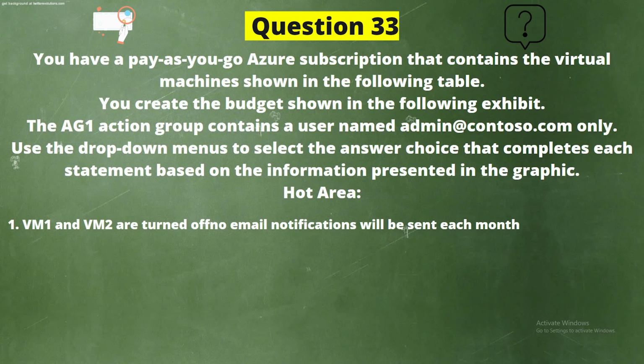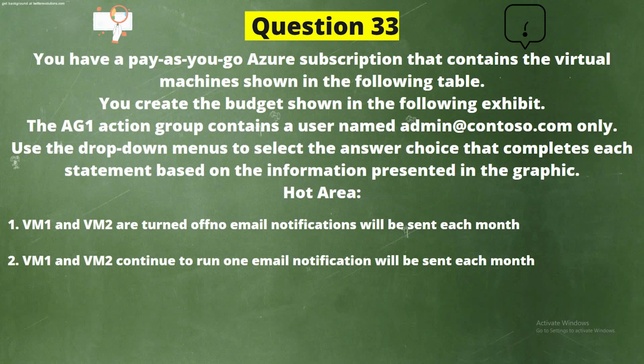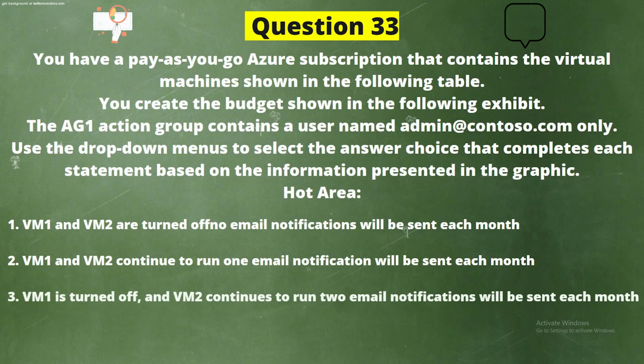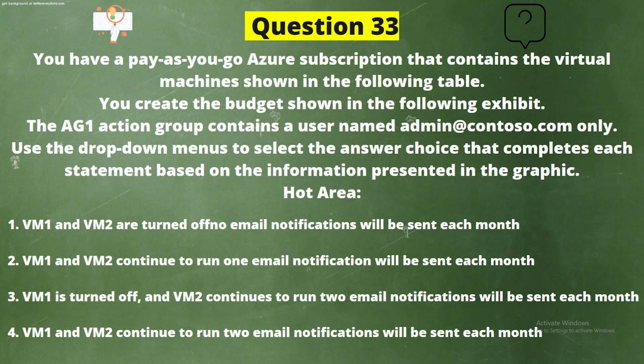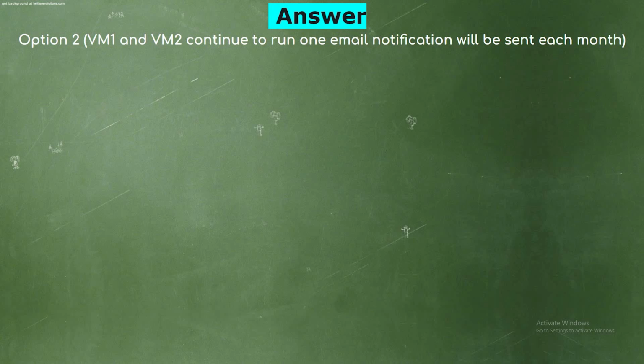Option 1, VM1 and VM2 are turned off. No email notifications will be sent each month. Option 2, VM1 and VM2 continue to run. One email notification will be sent each month. Option 3, VM1 is turned off and VM2 continues to run. 2 email notifications will be sent each month. Option 4, VM1 and VM2 continue to run. 2 email notifications will be sent each month. And the right answer is option 2. VM1 and VM2 continue to run. 1 email notification will be sent each month.